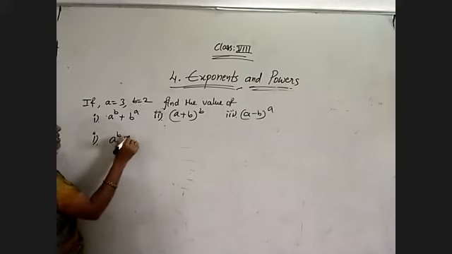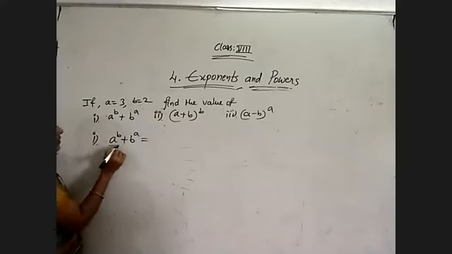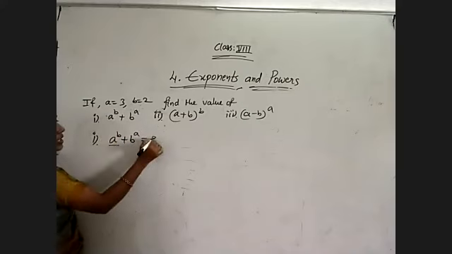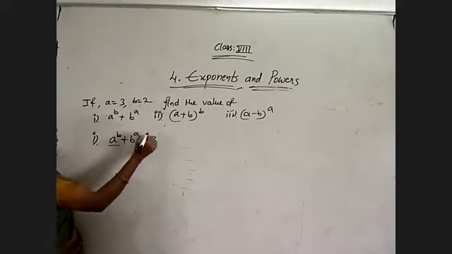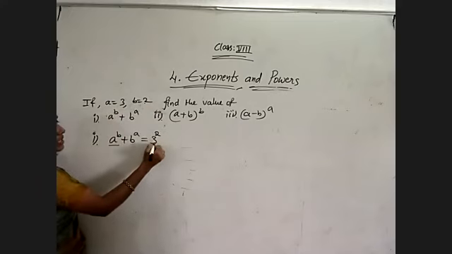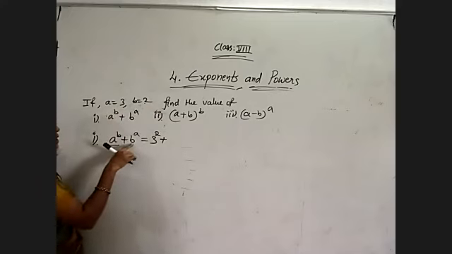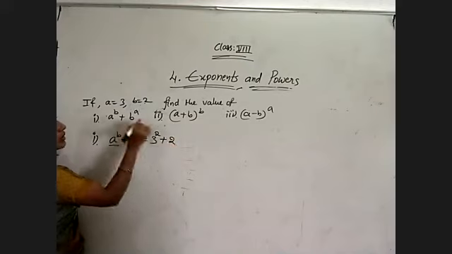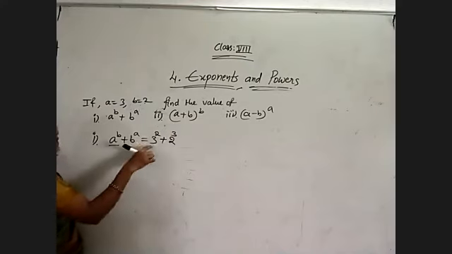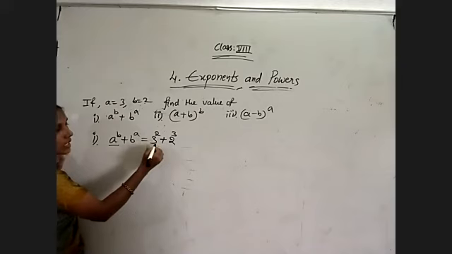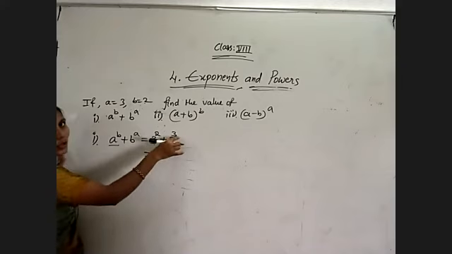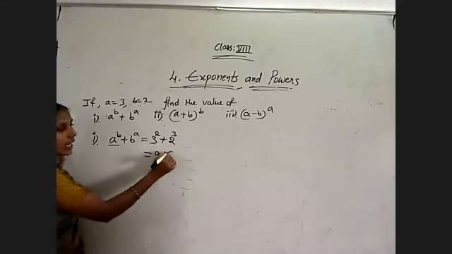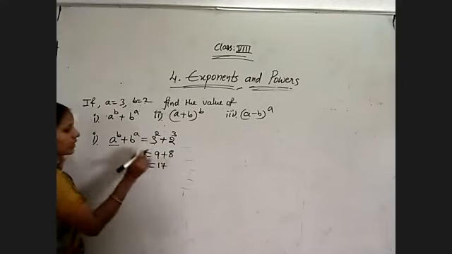A power B plus B power A. Means in place of A, we need to take 3, and in place of B, we need to take 2. 3 to the power of 2, that is 3 square, plus B value is 2, A value is 3, 2 cube. 3 square is 3 3s are 9. 2 cube: 2 2s are 4, 4 2s are 8. 9 plus 8 is equal to 17.